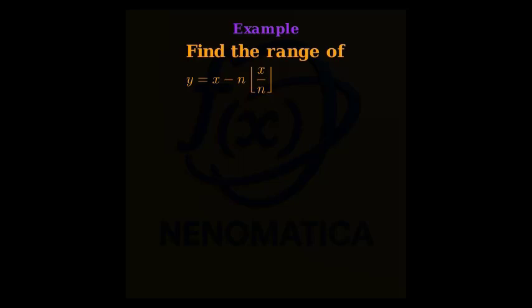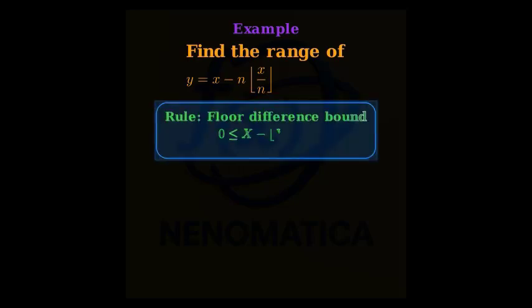Welcome! In this example, we will find the range of the function y equals x minus n times the floor of x over n. We will proceed step by step using the key property of the floor function. Step 1. Recall the key property of the floor function. For any real x, x minus floor of x is always between 0, inclusive, and 1, exclusive.